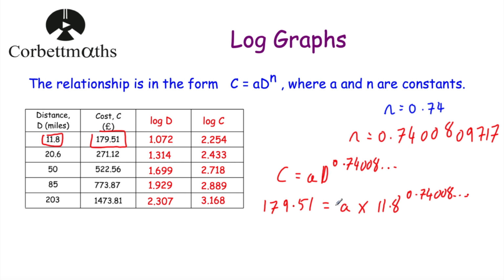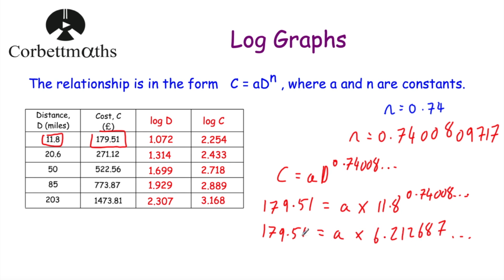Okay, this is fantastic. We now just need to work out what a is, and this is a little equation here. So I'm going to work out what 11.8 to the power of this is. Now this is already on my calculator display, so that's quite nice. I can just type in 11.8 to the power of answer, and then whenever I press equals, I get that's equal to 6.212687, and so on. So we've still got 179.51 is equal to a multiplied by 6.212 and so on.